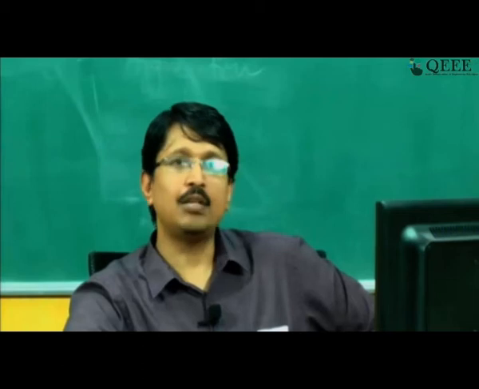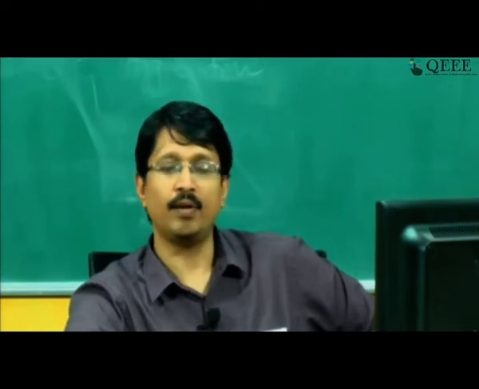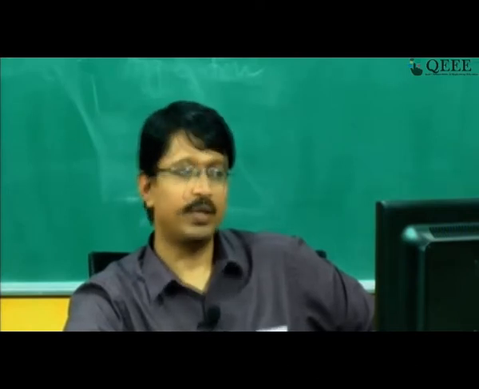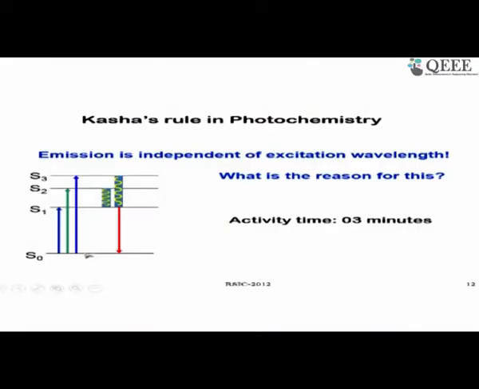So that's the reason why it doesn't matter where you excite, S0 to S1 or S0 to S2 or S0 to S3, you always get emission from S1 to S0. This important rule is called Kasha's rule: emission is independent of excitation wavelength. You can excite either S0 to S1, or put in more energy, S0 to S2, or again more energy, S0 to S3. It doesn't matter, everything comes back to S1 and then it emits. So emission becomes independent of the excitation wavelength.